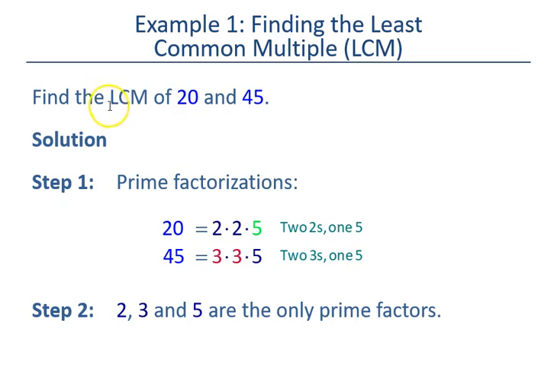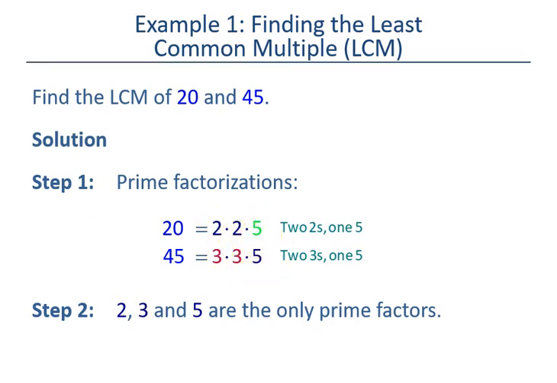Okay, find the least common multiple of 20 and 45. Okay, prime factorizations. Notice the prime factorization of 20 is going to be 2 times 2 times 5. So that's going to be 2 2's and 1 5. Here we have 3 times 3, 2 3's, and 1 5. Okay, step 2. 2, 3, and 5 are the only prime factors because notice we have a 2 here, a 3, and a 5.